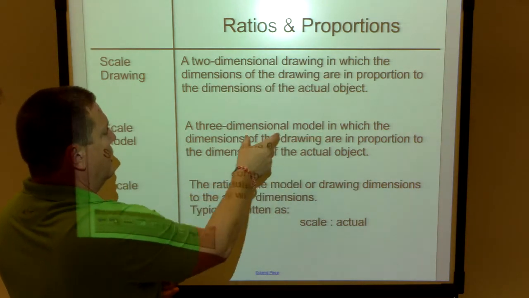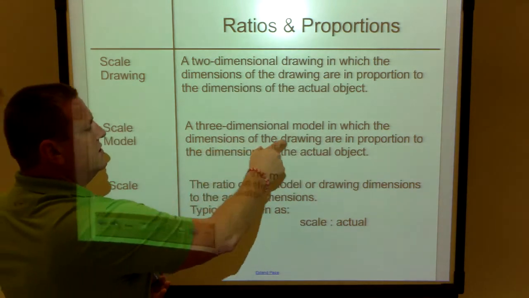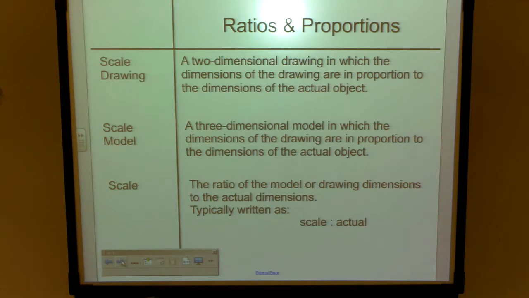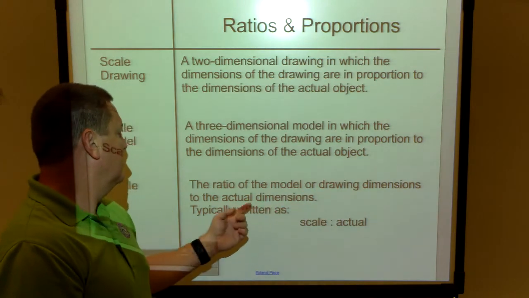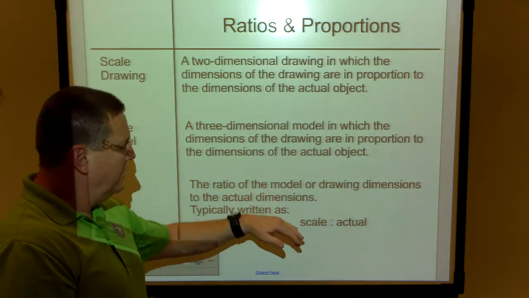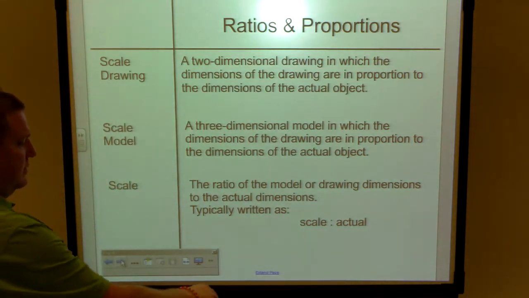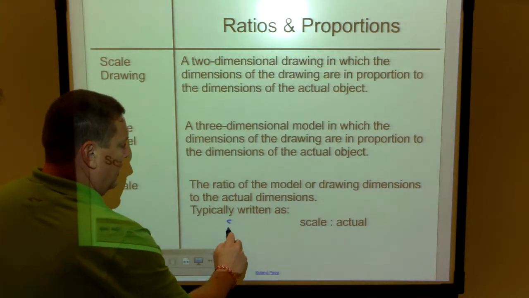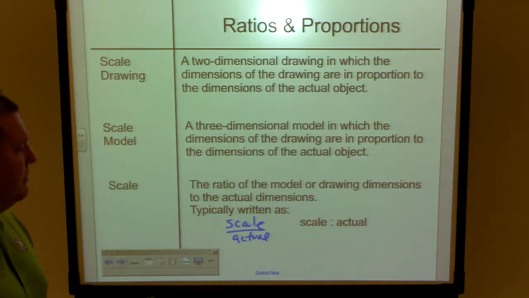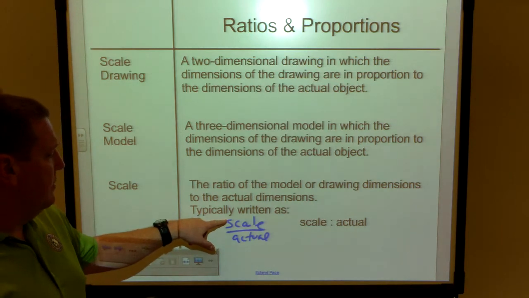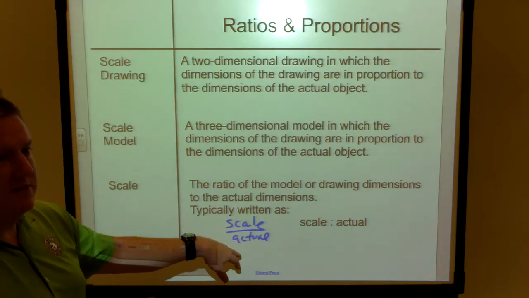So it's a three-dimensional model, but the dimensions of the model, I put drawing there, but it should be model, are still in proportion to the dimensions of the actual object. And the scale is referred to as the ratio of the model dimensions or drawing dimensions to the actual dimensions. So we always go scale to actual. We usually write it like this: scale first, actual second. So if you're to solve this in a proportion, you would set whatever scale they give you up like this, scale over actual. So most of the time, not every time, but most of the time, in a proportion, the top number is the scale or model or drawing amount, and the bottom number represents the actual amount.